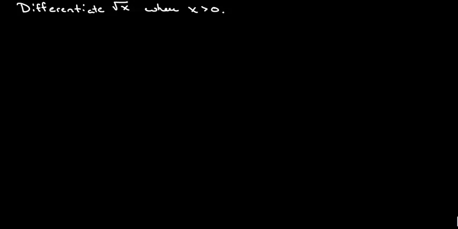For example, number 4, we're asked to differentiate the square root of x, where x is greater than 0. So what we're going to do is, let me just draw out the graph of this. And there's a reason that we're actually not taking it greater than or equal to 0, that we're just taking it strictly greater than 0.